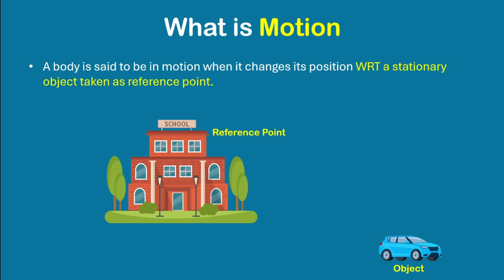This is where the role of reference point comes in. On the basis of reference point, we determine whether an object is at rest or in motion. So if someone asks you whether a body or an object is at rest or in motion, and they tell nothing about the reference point, the answer is it depends. It depends on what? The reference point.